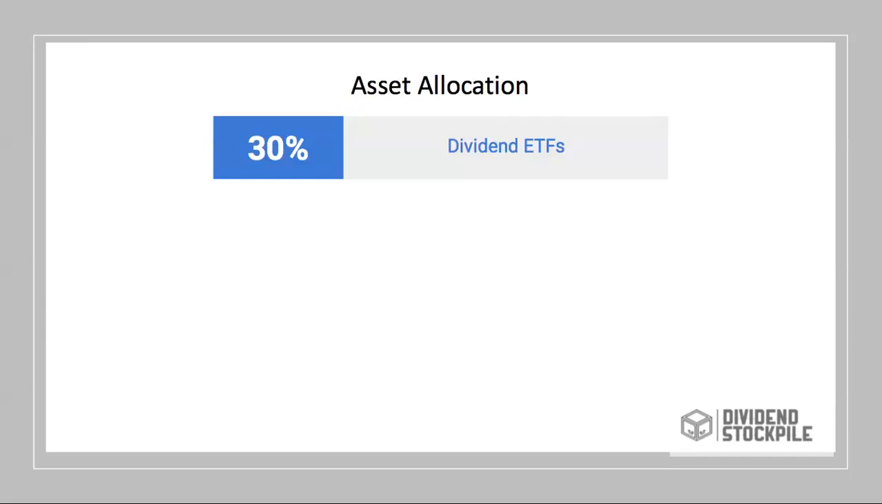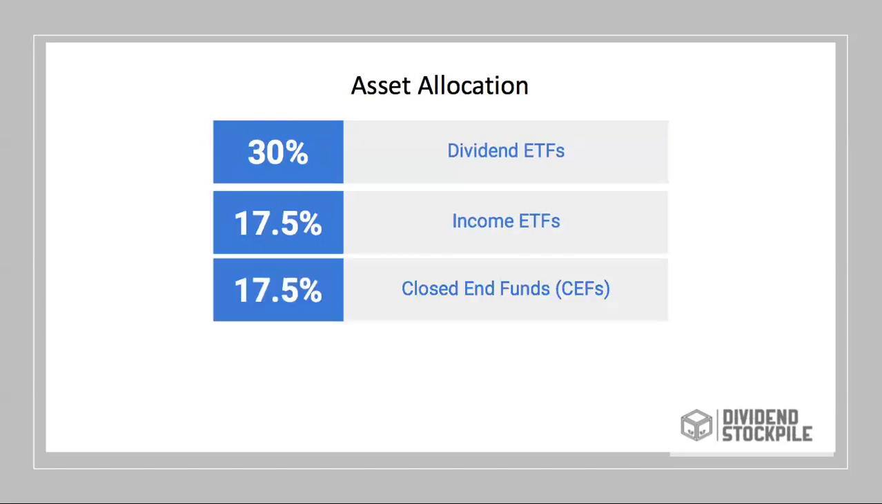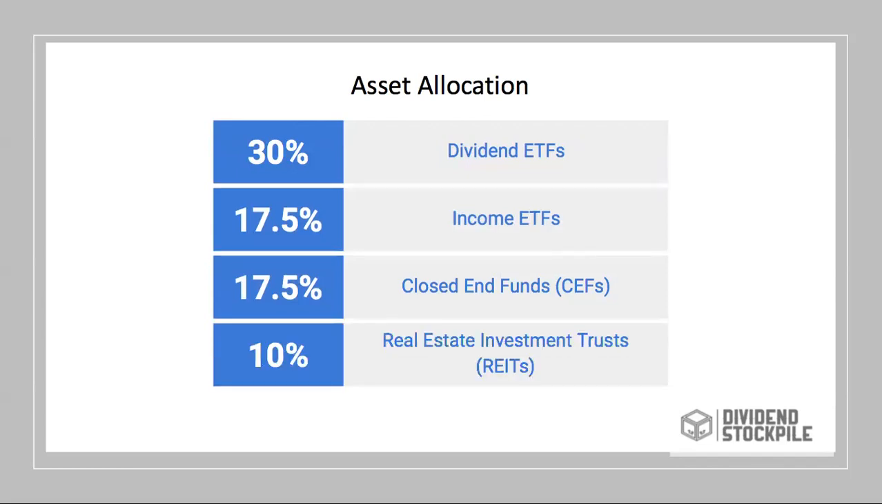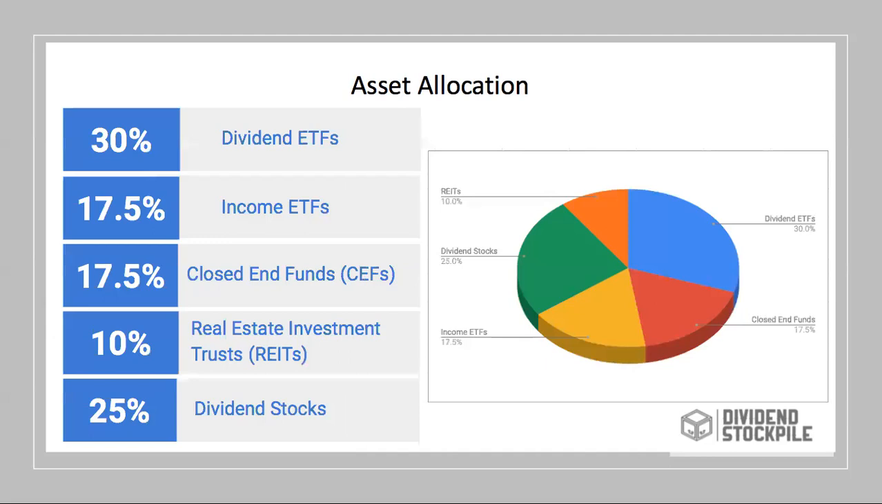So let's talk about the asset allocation. In this portfolio, I have decided to allocate 30% of my portfolio to dividend ETFs, 17.5% to income ETFs, 17.5% to closed-end funds or CEFs, 10% to real estate investment trusts or REITs, and 25% to individual dividend stocks. Looking at the sector breakdown, you see it's properly diversified.